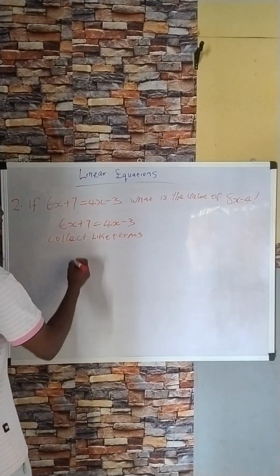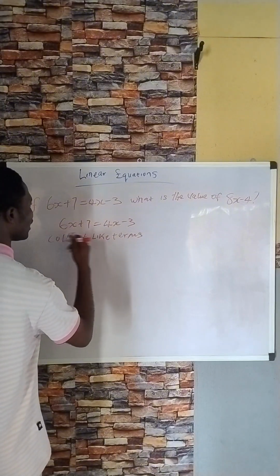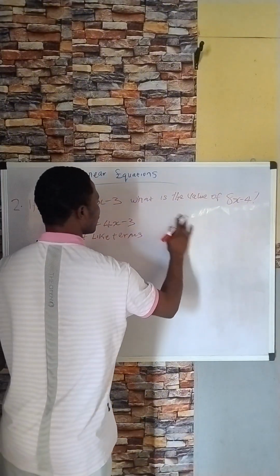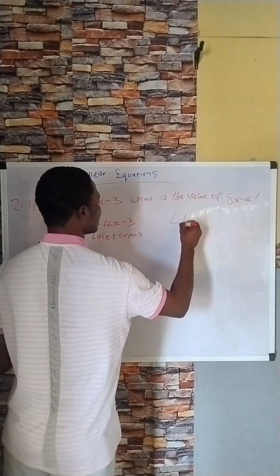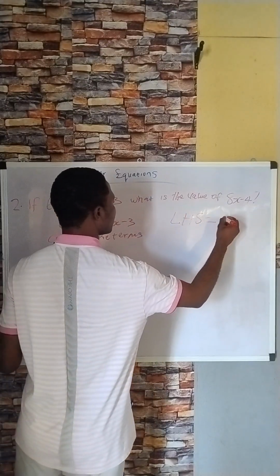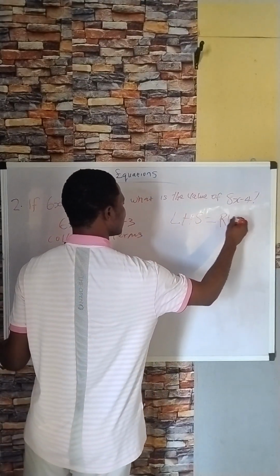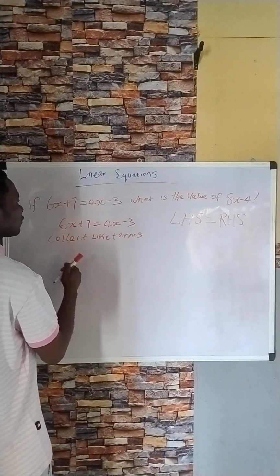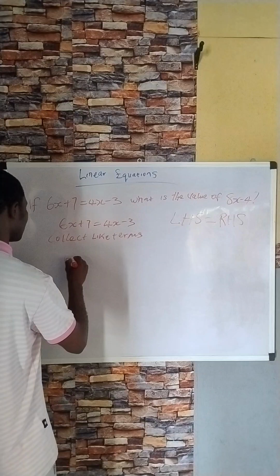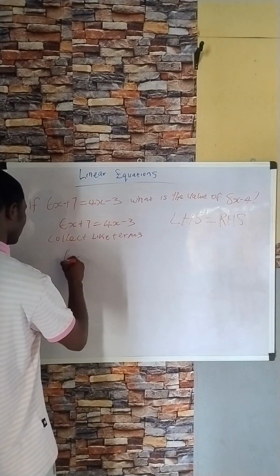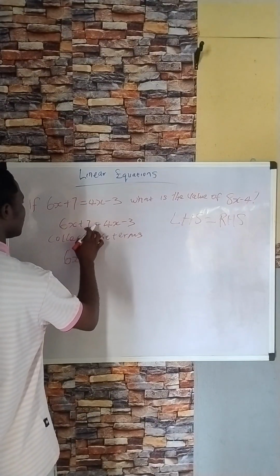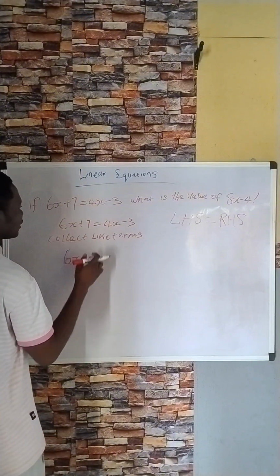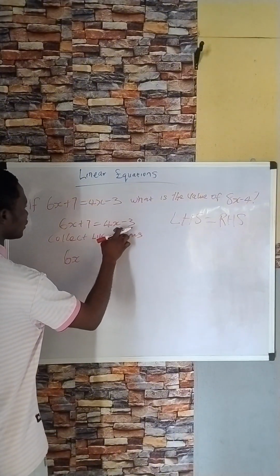So how do we collect like terms for this? What are the like terms we have on the left hand side and the right hand side? We have 6x as our first value. There is no unknown here, so this is not a like term. There's a like term here, 4x.